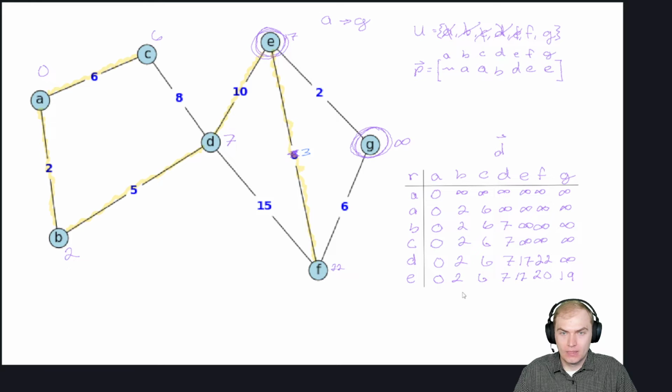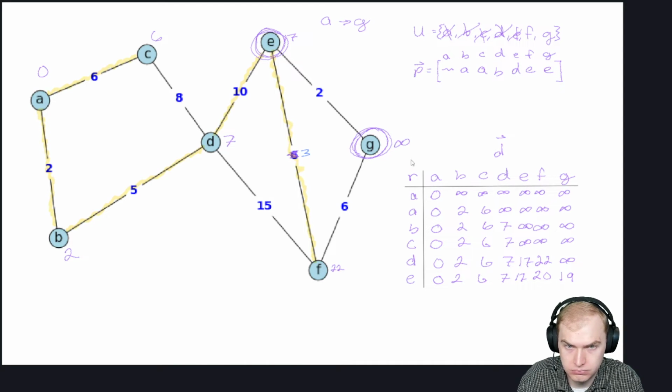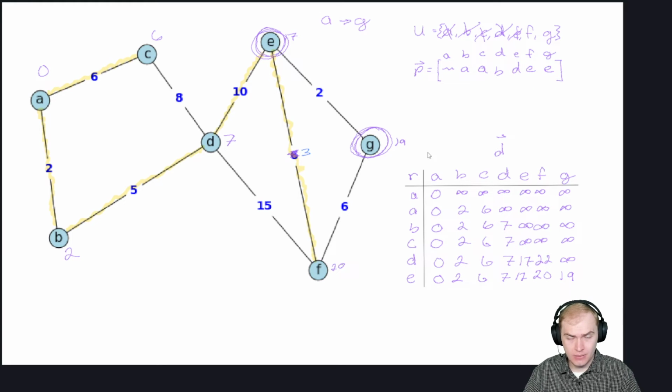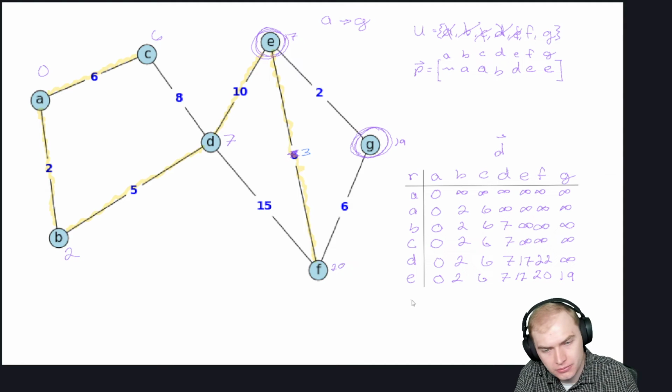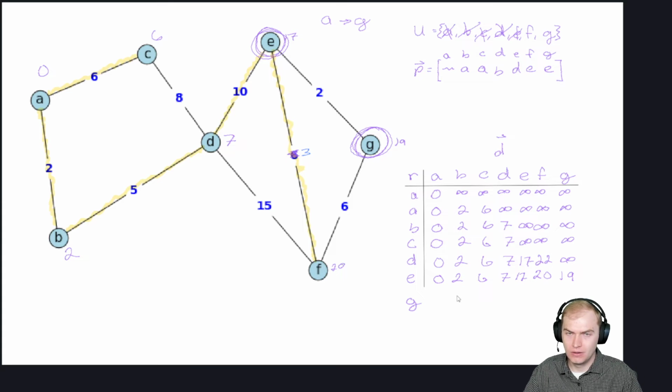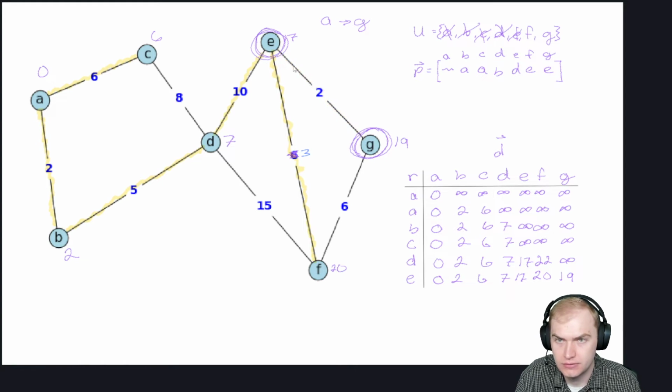So now we pick our new current. And we see that F and G are unvisited still. G has a smaller value of 19. Oh, I didn't update this. Or this. Yep. G has a smaller value of 19. So we're going to pick G as our new current. Oh, we also should have highlighted this edge.